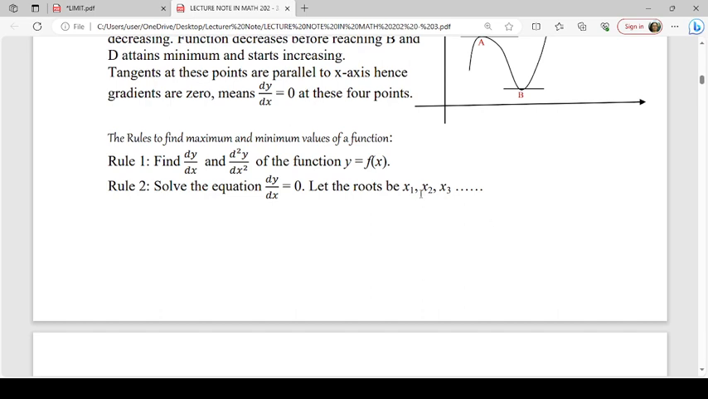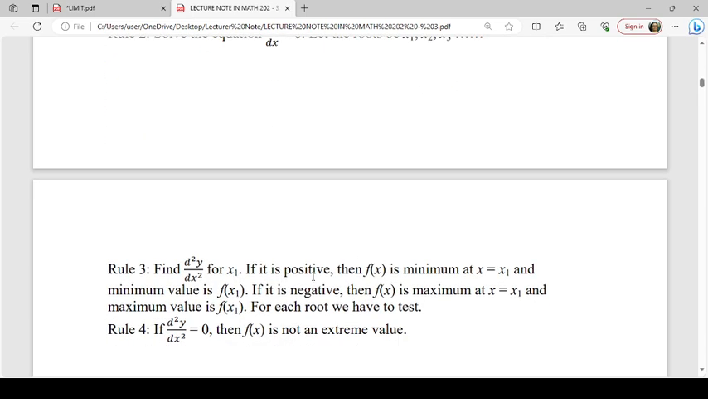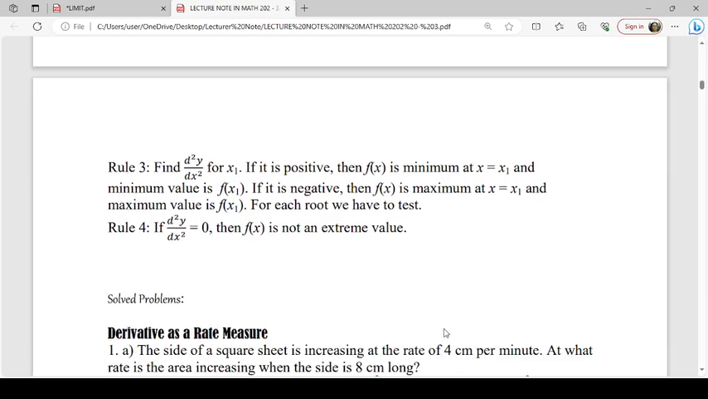Then after finding the roots, we find d2y/dx2 at x1. If it is positive, then it is minimum. If it is negative, then it is maximum. And if it is 0, then we cannot determine the extreme value.